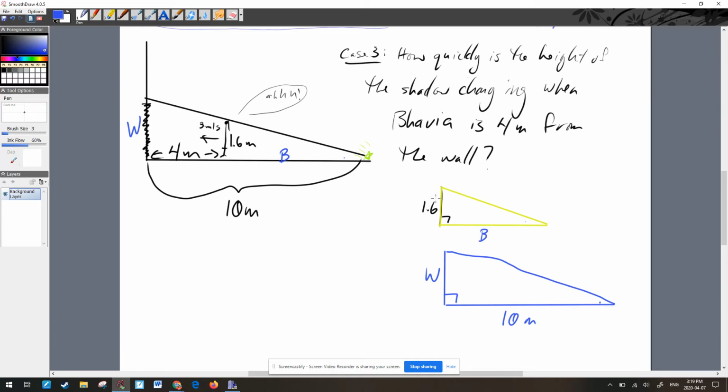Well, throughout the entire problem, Bhavya is 1.6 meters tall. Throughout the entire problem, the firefly is 10 meters away from the wall. But the 6 would not be static, because if we let the problem progress for another second, Bhavya would only be 1 meter from the wall, so this B value would be 9. So because this is a dynamic changing value, we need to actually have a variable for it.